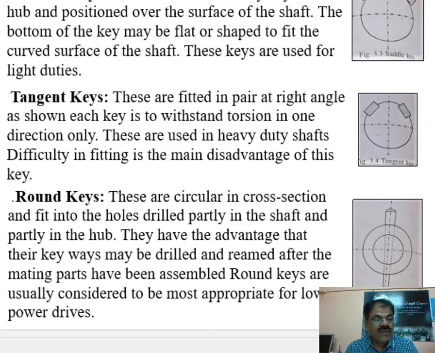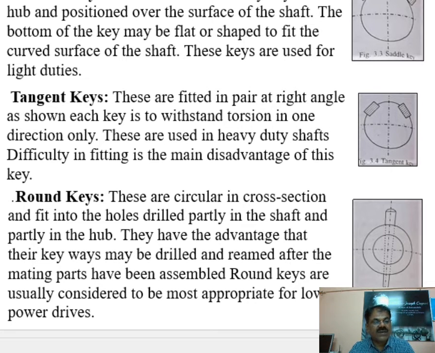Second, saddle keys. These fit in the keyway of the hub and are positioned over the surface of the shaft. The bottom of the key may be flat or shaped to fit the curved surface of the shaft. These keys are used for light duties. So this is about the saddle key. These fit in the keyway of the hub and are positioned on the surface of the shaft.